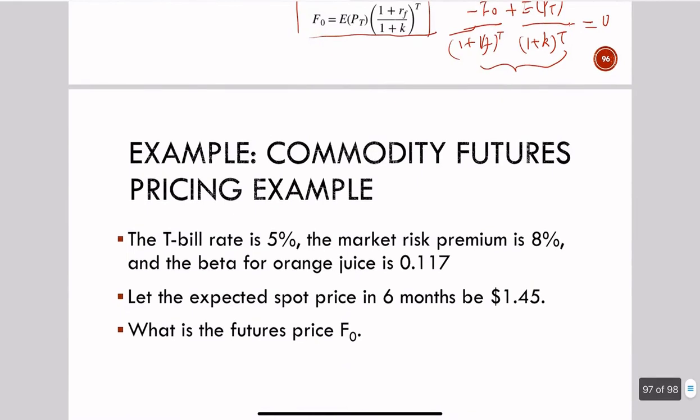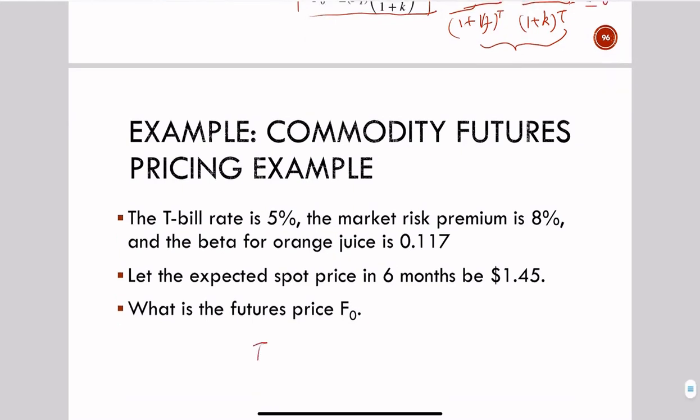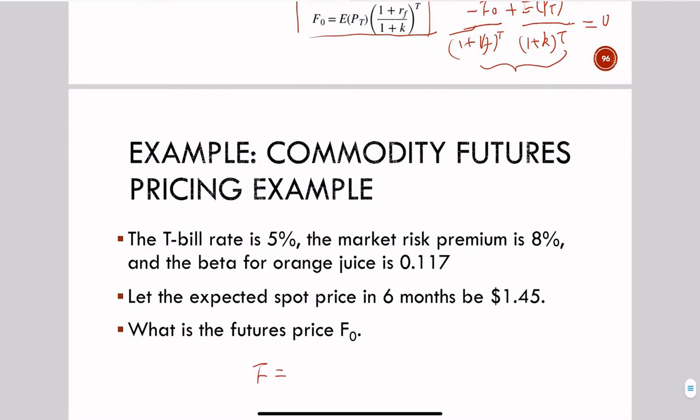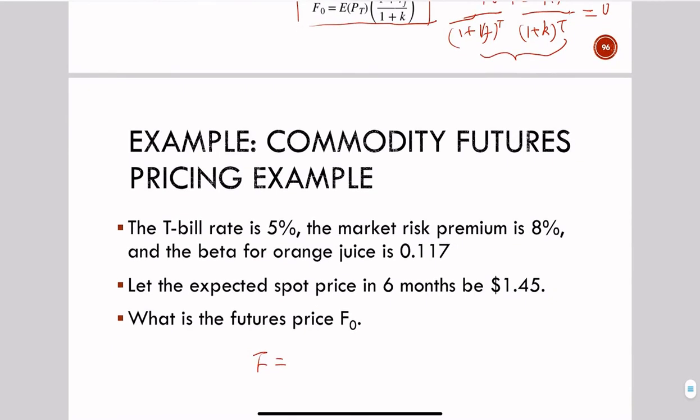Okay, so let's look at this example here. Let's assume the T-bill rate is 5%, the market risk premium is 8%, and the beta for orange juice is 0.117. Now let the expected spot price in 6 months be 1.45. Now what is the futures price F0? So it's basically just about plugging in numbers. So F0 equals the expected spot price, so it's 1.45.